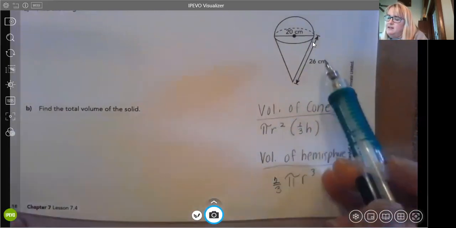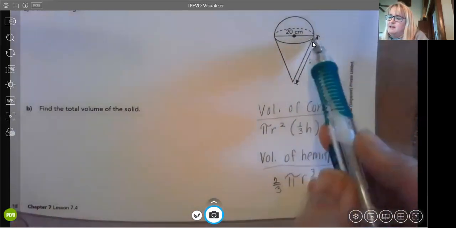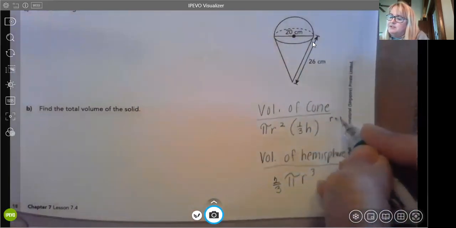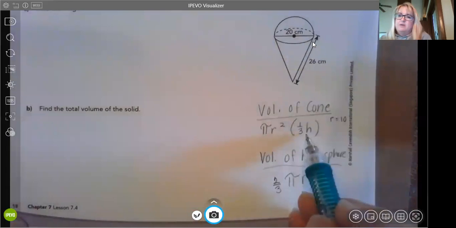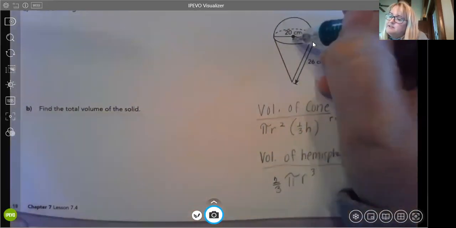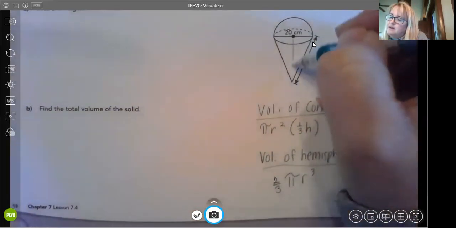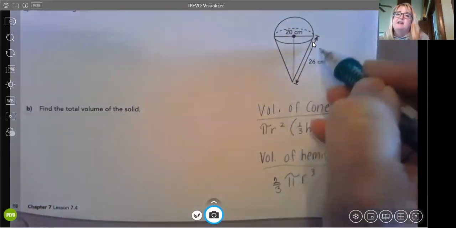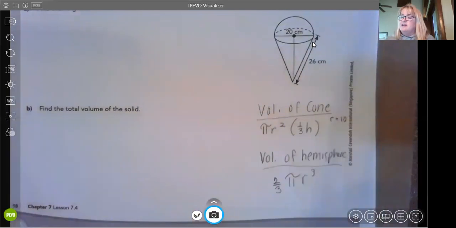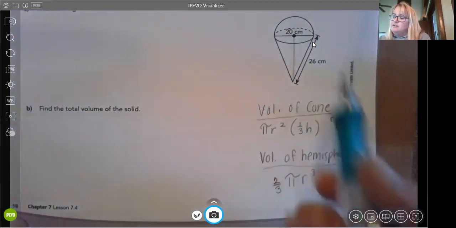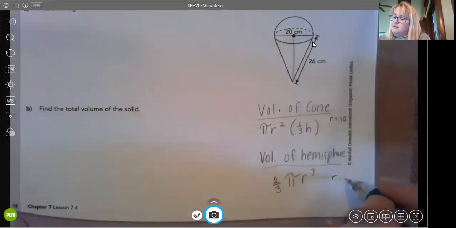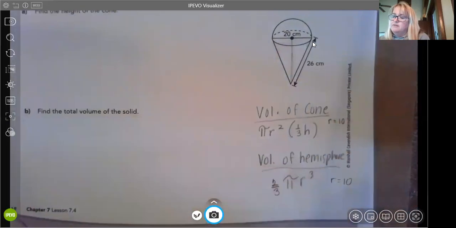See if we know anything. Well, we know the diameter is 20, so the radius, I'm going to put, is equal to 10. I need to know the height. The height goes from here down, and I don't know what that is. This is the slant height, and that slant height is not the same thing as the height of the cone. For the hemisphere, we know the radius is also 10. And that's all we need to know for that.